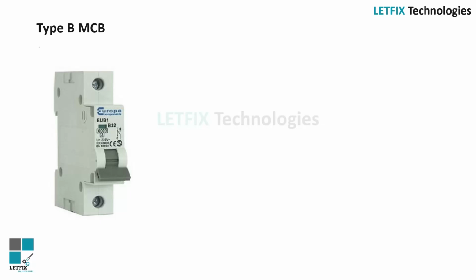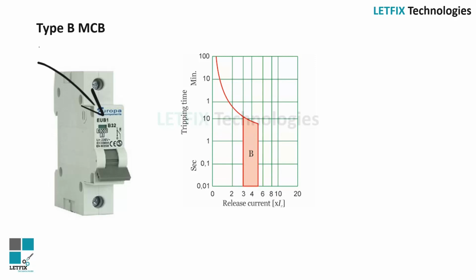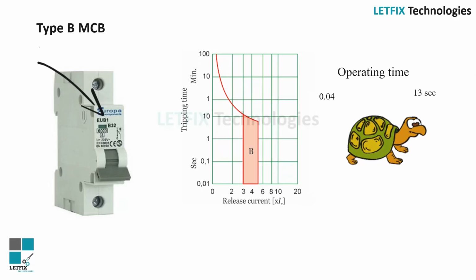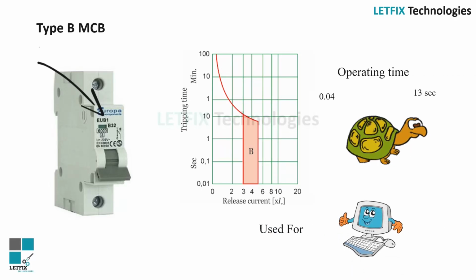Type B MCB. This type of MCB trips between 3 and 5 times the full load current. Type B devices are mainly used in residential applications or light commercial applications where connected loads are primarily lighting fixtures, domestic appliances with mainly resistive elements.